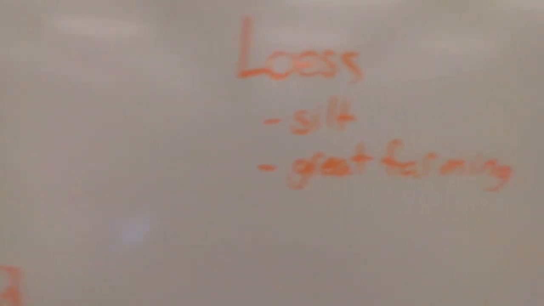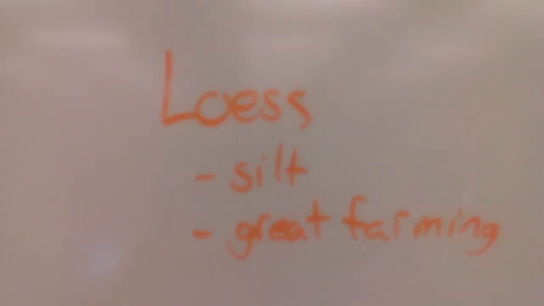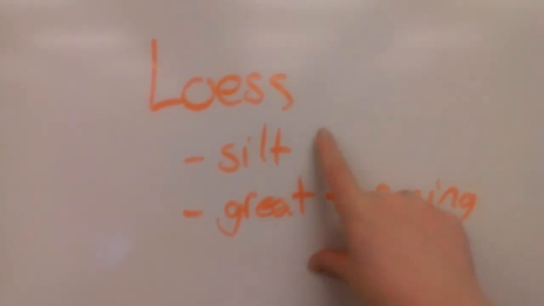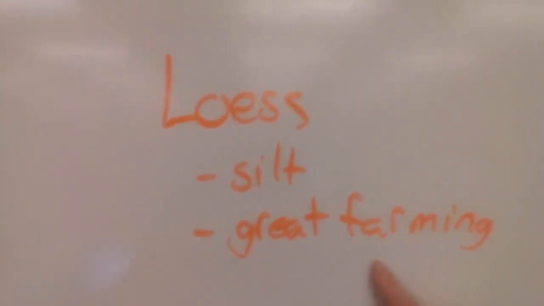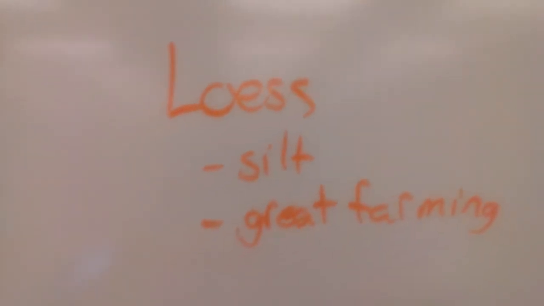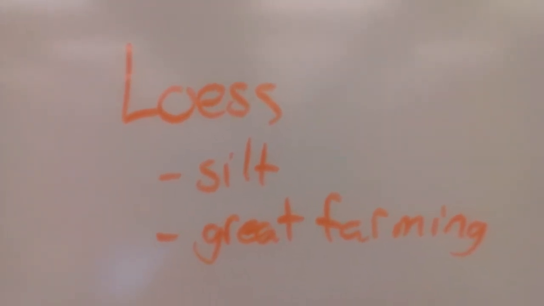The last thing I'd like to talk to you about is loess. And loess is a suspension-carried wind-blown sediment. It's usually silt, which is nice and small. It can be carried for long distances. And it's great for farming. It's blown all over the middle of the United States. And that's part of the reason our middle of the United States region is known for its farming and its fertility.